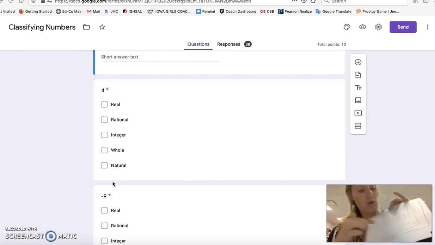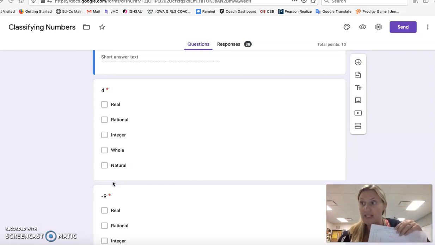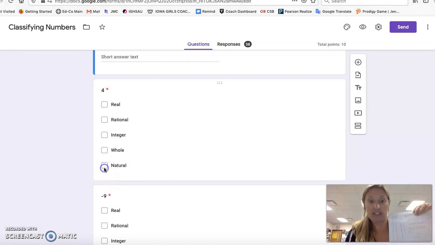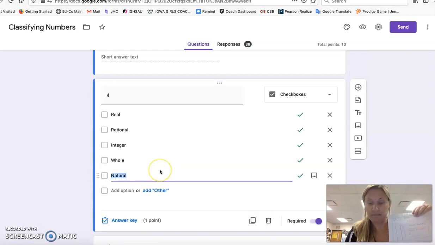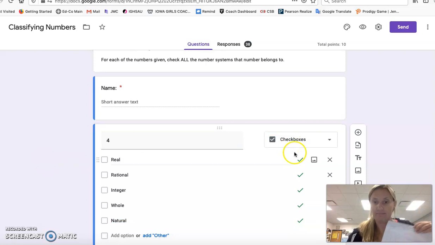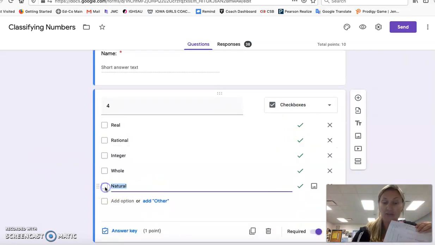So the number 4, is it a natural number? Our definition of natural number is a number that we can count to. It's a counting number. We can certainly count to 4. 1, 2, 3, 4. So 4 is a natural number. So I am going to click natural number because it certainly is. Okay, so it is definitely a natural number.